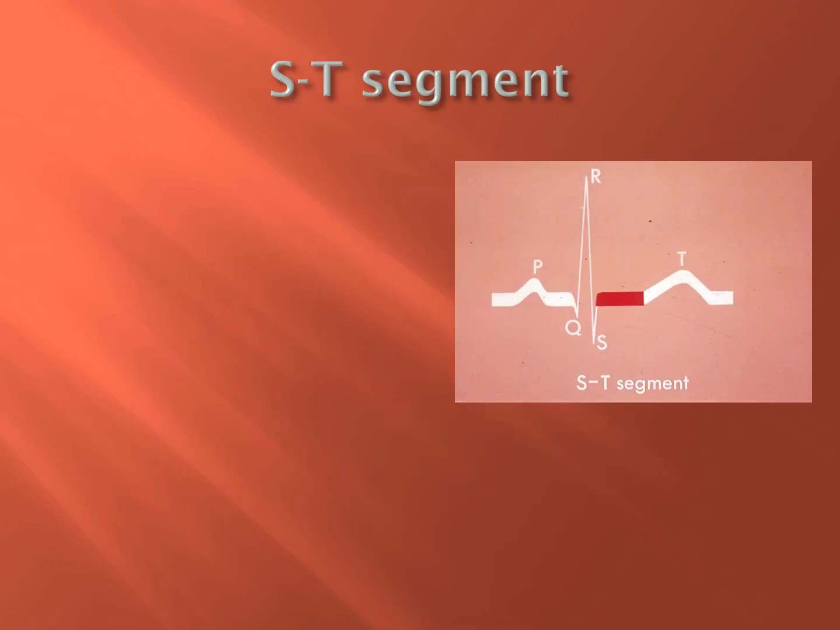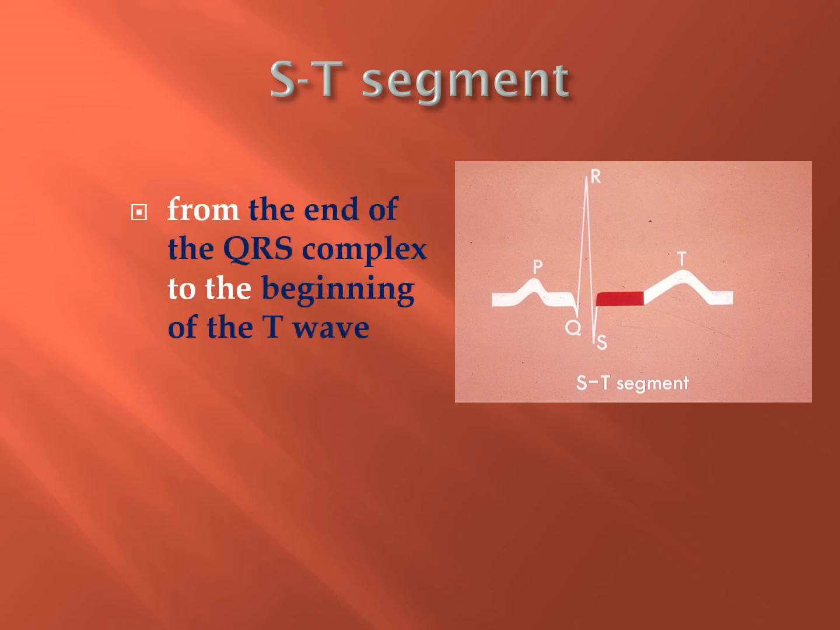The ST segment. This is one of the most important ones to pay attention to, especially working in acute care medicine. If that's your goal, from the end of the QRS complex to the beginning of the T wave is the ST segment. A normal time for the ST segment is less than 0.12 seconds.